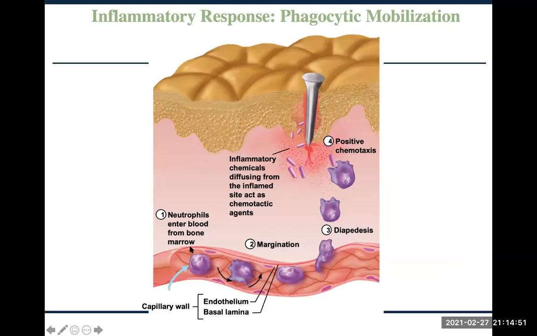Here is a case where neutrophils are entering the bloodstream from the bone marrow. You have what we call margination, so they're going to get through. Diapedesis is cell walking, so the cells come through. In this case, there was a nail or rust or something like that put into the body. The inflammatory chemicals are going to diffuse from the inflamed site and act as chemotaxis agents. So you have what's called positive chemotaxis there, and it's going to kill anything foreign that's entering there.